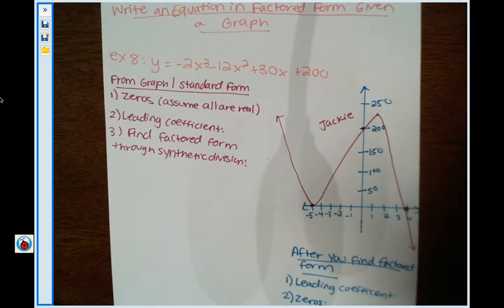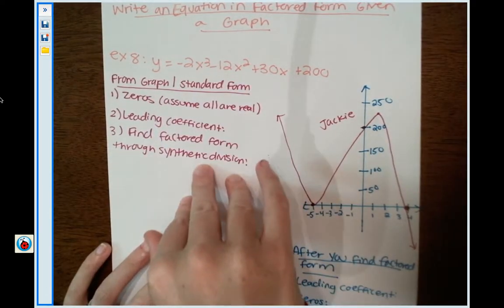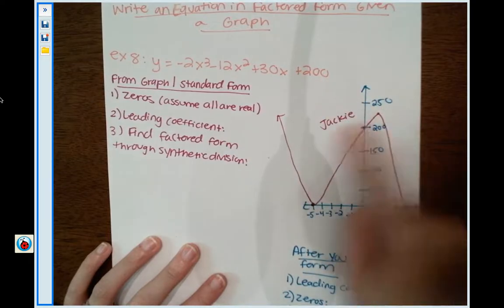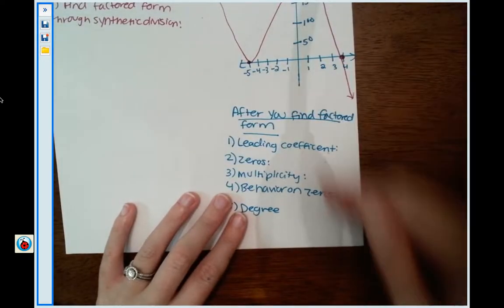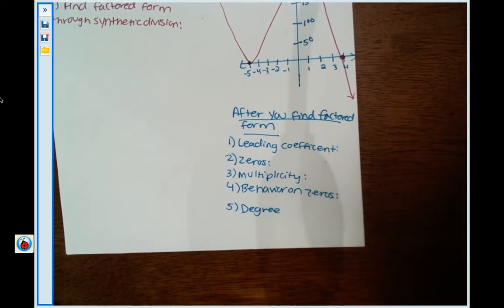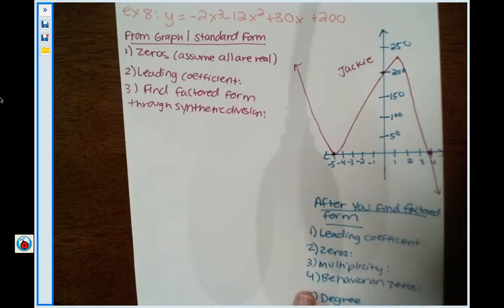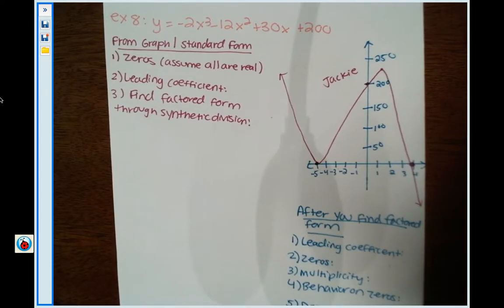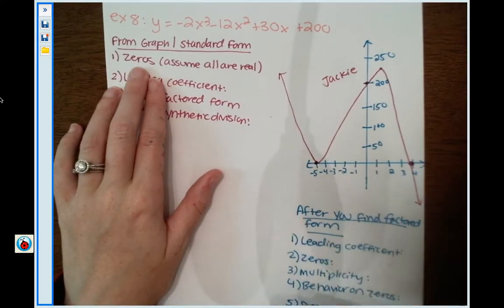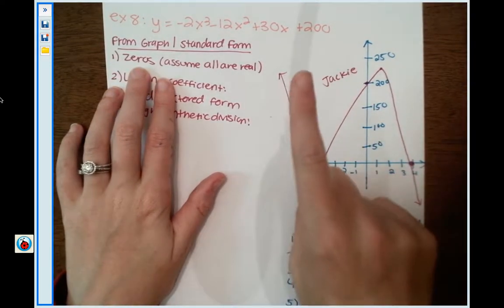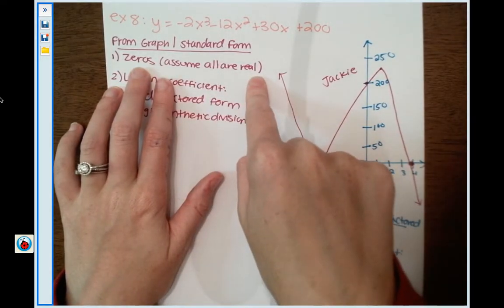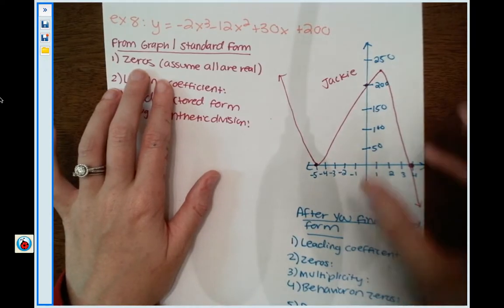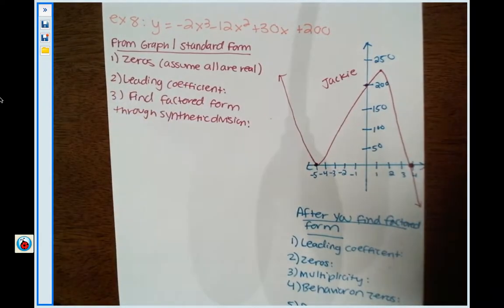So brace yourself. We're going to answer some questions based on the standard form as well as the graph. And then after we get it into factored form, we're going to be answering some nifty questions about our factored form. So get excited, you guys. The first thing we're going to do is find the zeros from the graph, which are the x-intercepts on the graph. For these, we're going to assume that all the zeros are real, because we can only see real zeros on the graph. We cannot see imaginary zeros.